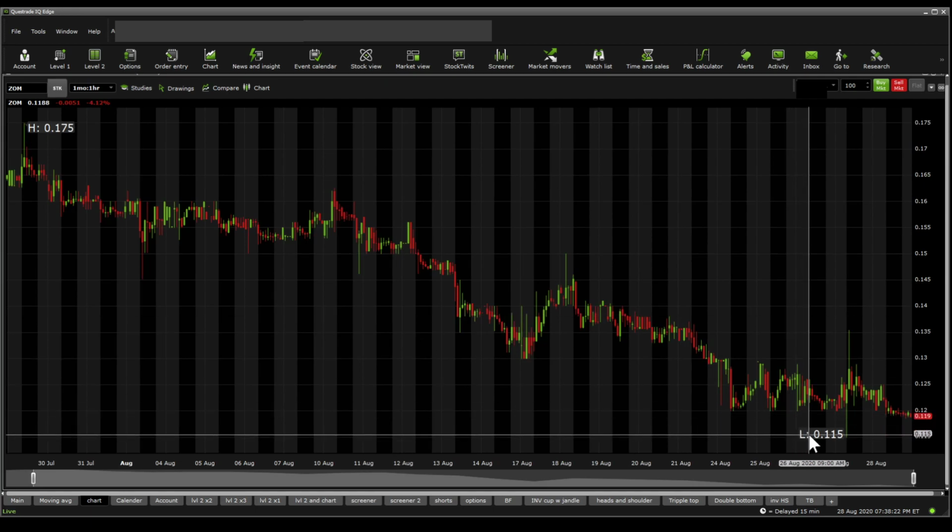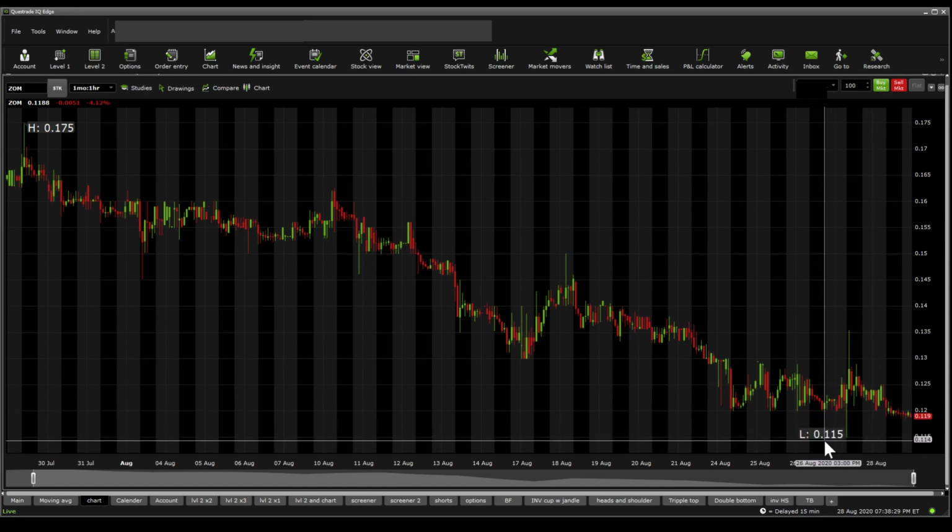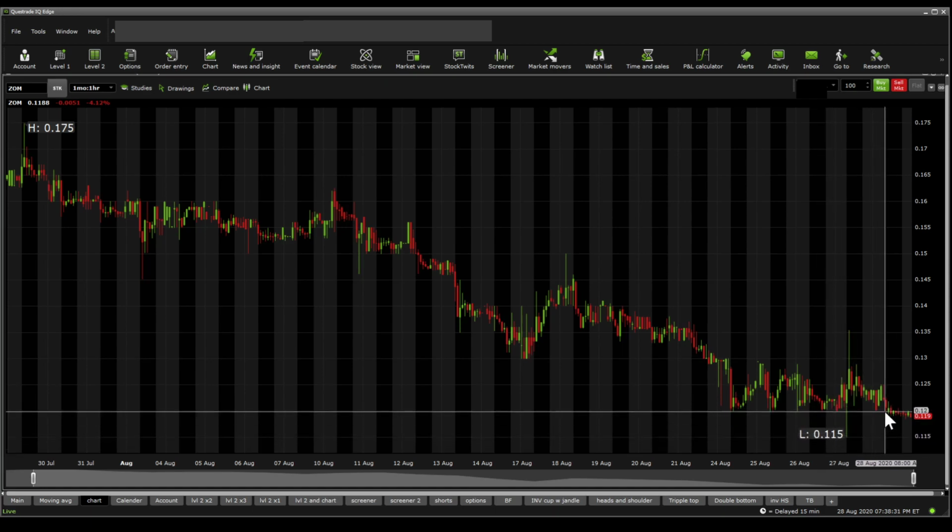Now, what is the support at? This stock support is at technically right now 11 cents or 11.50. So it really is bottomed out, and you get to see here it did see multiple bottoms and then broke right through, which is a bearish sign.